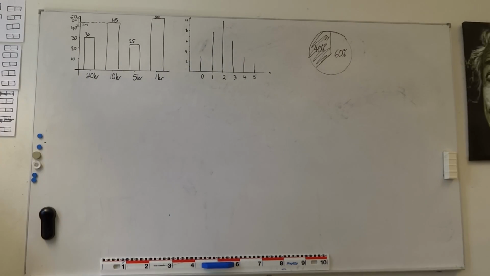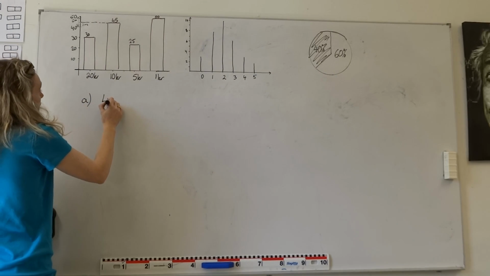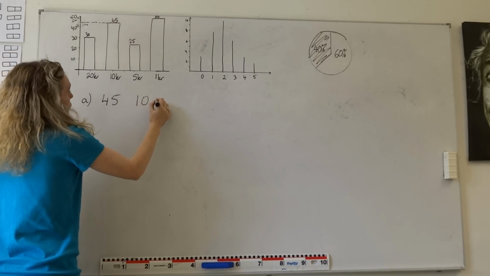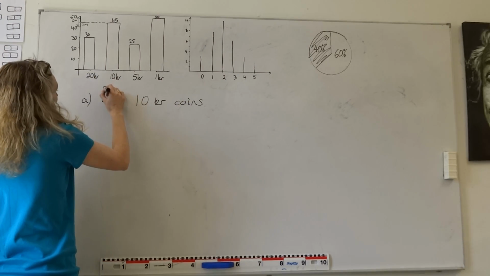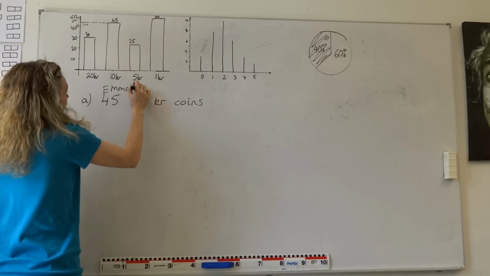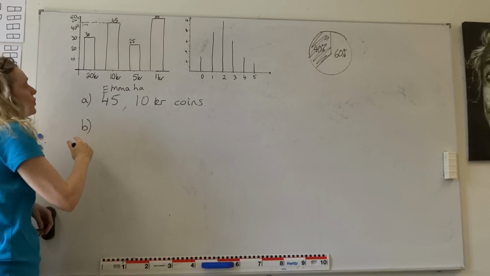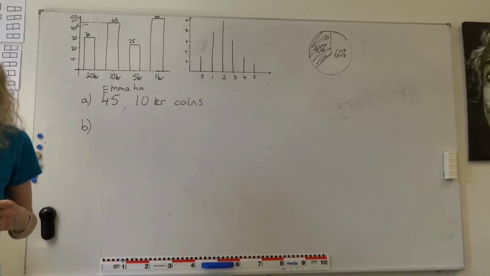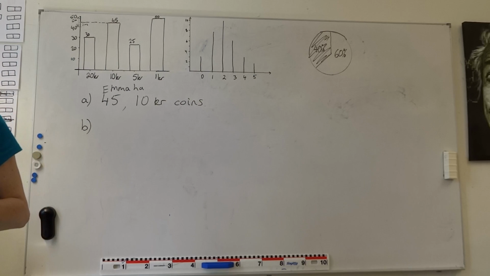So we can see then that Emma had 45 10 krona coins, and we answer the question. Emma had 45 10 krona coins. You can have 44 here or 46, that's fine. There's always a little bit of margin when you're measuring a graph like this at such small scale.